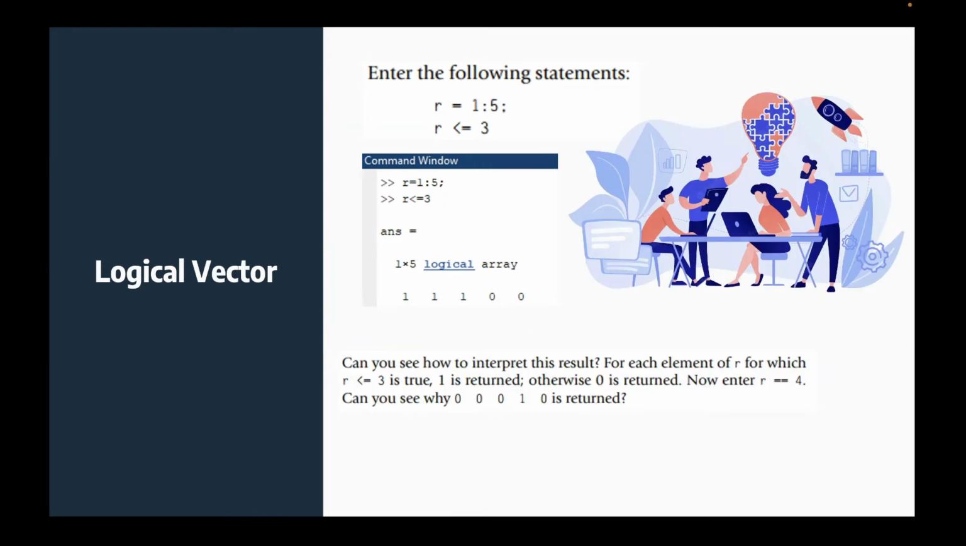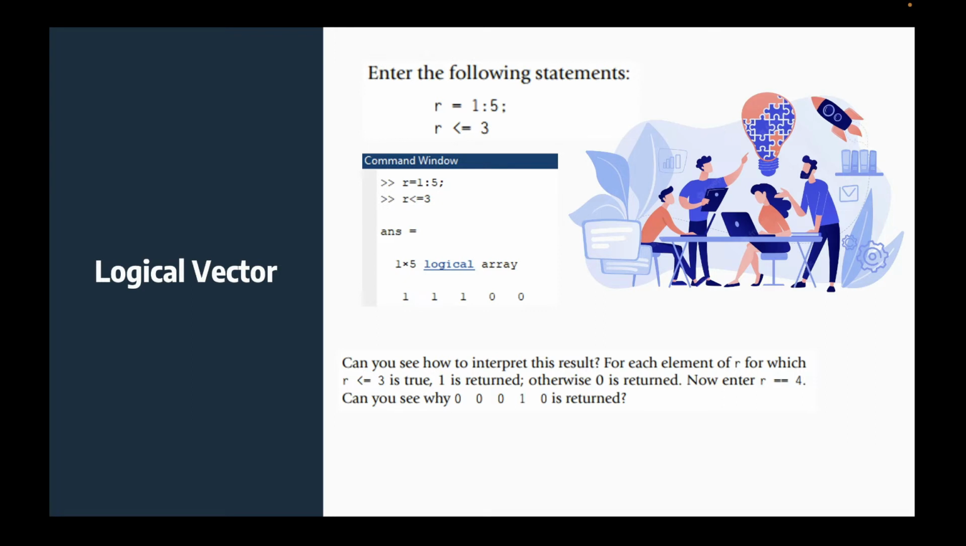Let's say r equals vector 1 colon 5 semicolon. R less or equal 3, how does your command window look like? So you got an array from 1 to 5. Now you are questioning in a logical vector. R less or equal 3, then you get the answer 1 by 5, so 1 row, 5 columns, logical array.